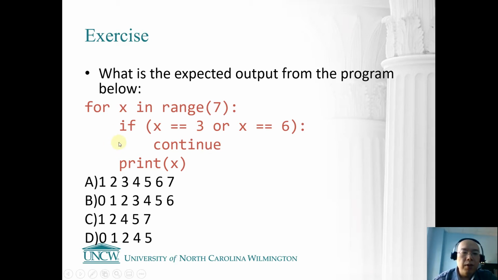And then the rule is if x is 3 or x is 6, we want to do a continue. By saying a continue, we are going to skip the printing part. So 3 and 6 are not going to be printed. So 0 to 6 with 3 skipped and 6 skipped. And then what is that? That is D, right? 0 to 6 with 3 skipped here and 6 skipped here. Okay, so that is the part for the continue, and I will see you in the next video.